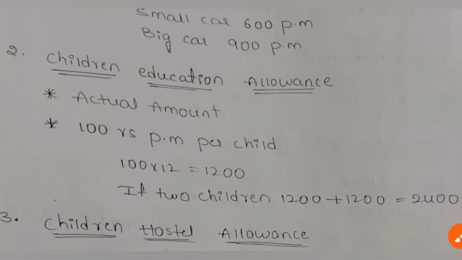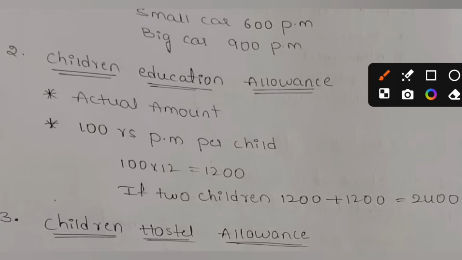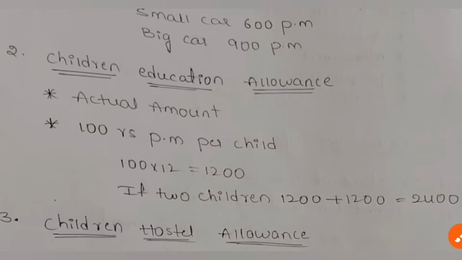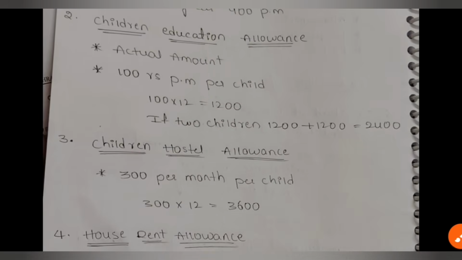Okay, and next you are having children education allowance. In children education allowance, actual education allowance and 100 rupees per month is exempted. So per month 100 means for 12 months how much will it be? 1200 for a single child. If 2 children, it will be 2400. According to the income tax act, it is exempted for 2 children only. If he is having 3 or 4 children, the exempted amount is only up to 2 children.